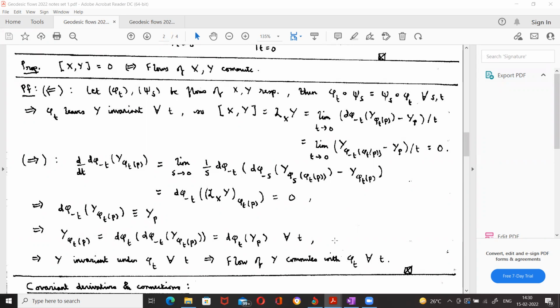So that means the flows of Y and X commute. Okay, phi t was the flow of X, and we've just shown that the flow of Y commutes with phi t. So therefore, the flows of Y and X commute. Is this all right?